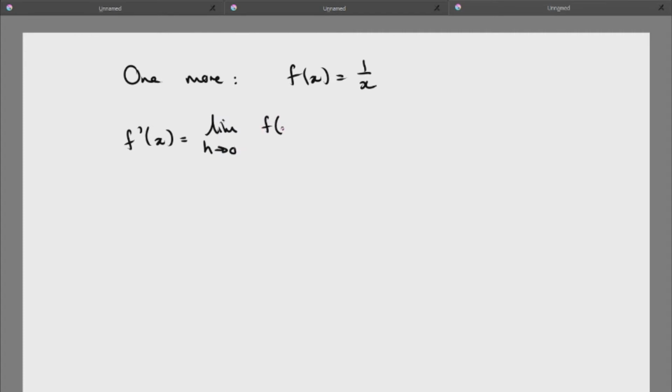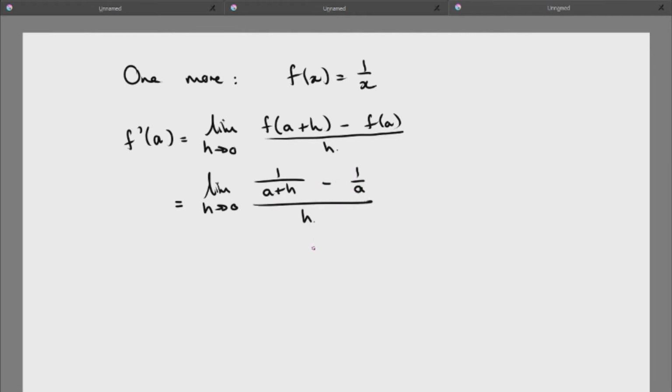This one's easier than the square root. Maybe I should make an A. Some people don't like the x at this stage, though it really doesn't matter. Limit definition, I've written it down so many times now, couldn't forget it if I tried. Now I just have to use what the function is in this case, which is 1/x, and if the input is a plus h, it's 1/a plus h, minus 1/a for the second one, over h. So now this one has a much more straightforward simplification. There's no trick involved.